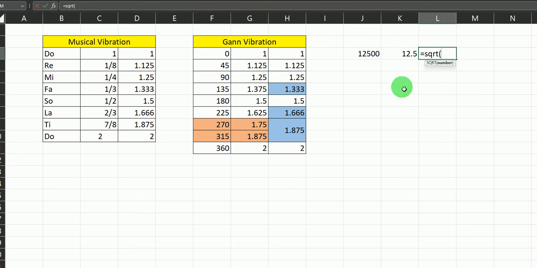Square root of this, 12.5. So 3.553 is a starting point. This is a starting point of the vibration. Okay, this number has a vibration of 3.533. So if it is 3.533, it means the next cycle should be double the vibration.